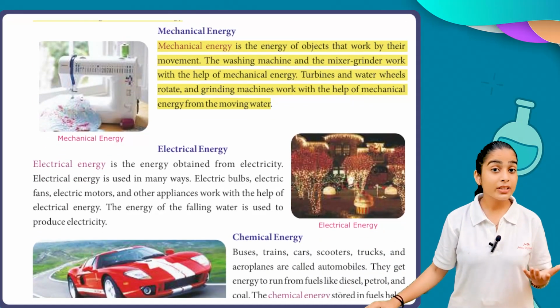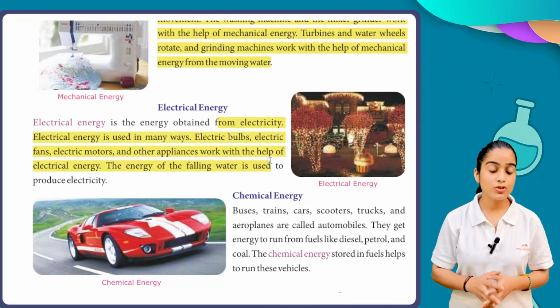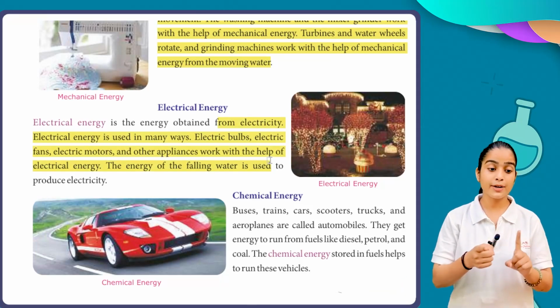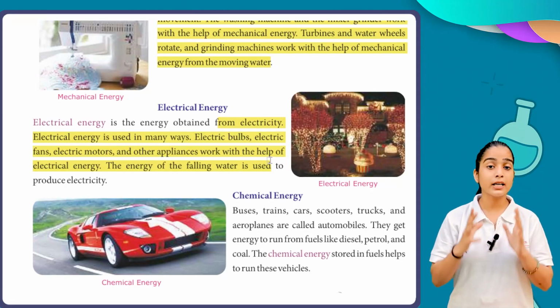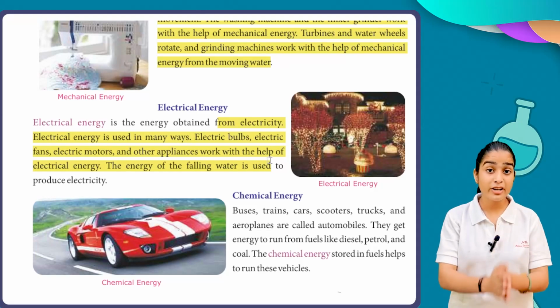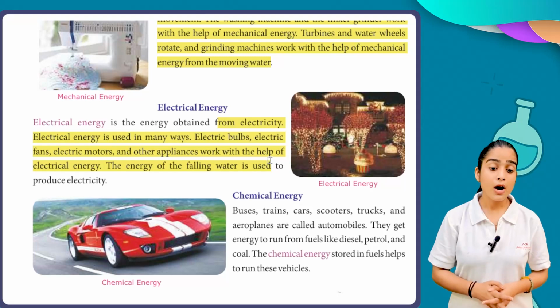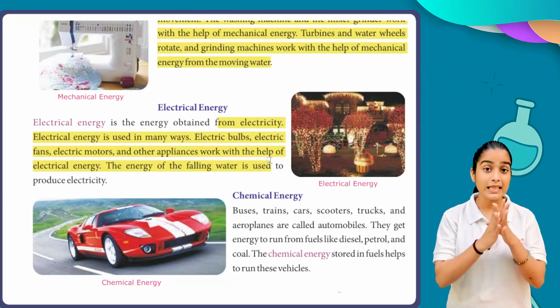Next, electrical energy. So electrical energy is obtained from electricity, that is why we call it electrical energy. Electrical energy is used in many ways: electric bulbs, electric fans, electric motors and other appliances. Nowadays we have electric scooters, so it means we are using electrical energy in a vast way. With the help of electrical energy, the energy of the falling water is used to produce electricity as well.